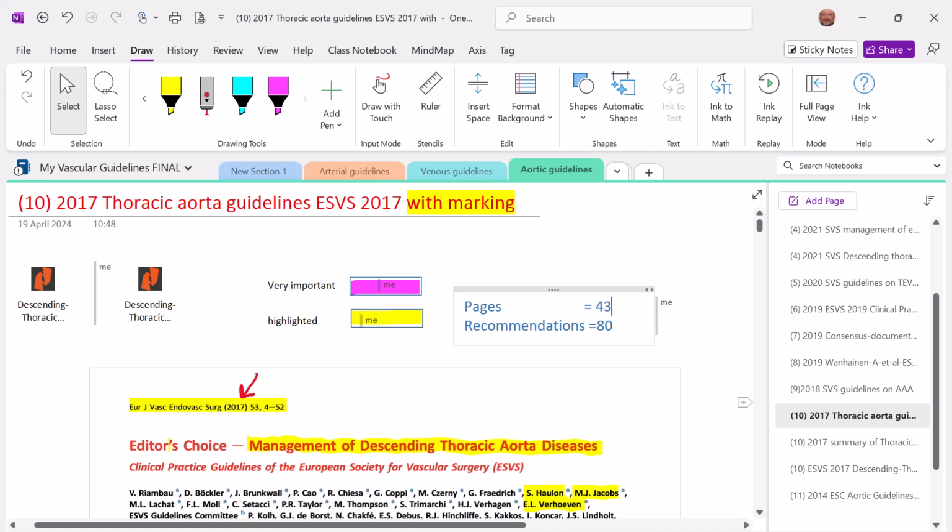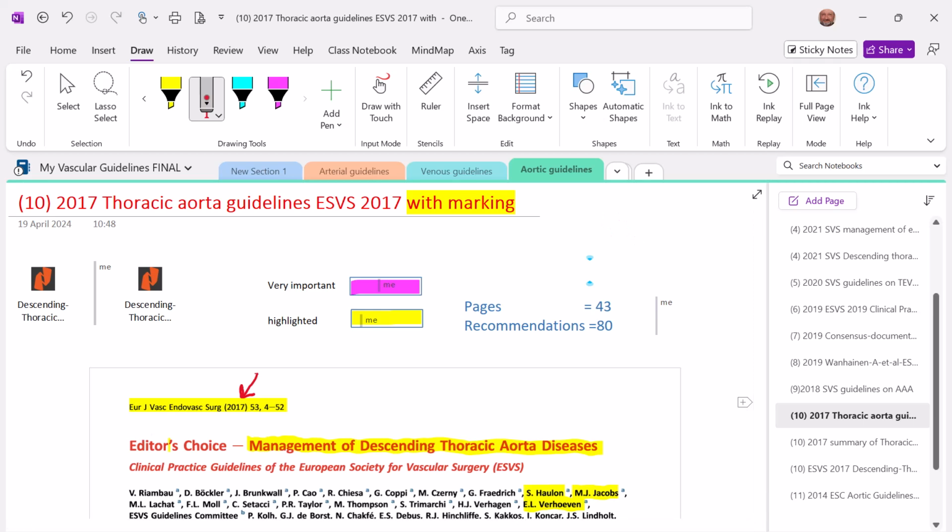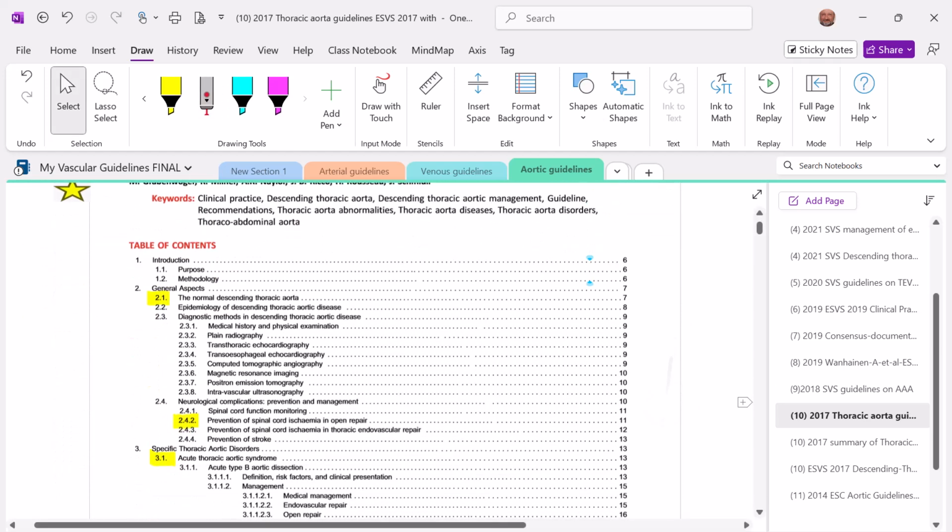And before you study guidelines, ask questions. When should I treat thoracic aortic aneurysm? What are the best methods to treat thoracic aortic aneurysm? What is the anatomy of the thoracic aorta? How to deal with trauma, for example. All this, put them as questions for yourself before you start, because this will prepare you for the next section where you are going to answer these questions with evidence. So this is a beautiful document.